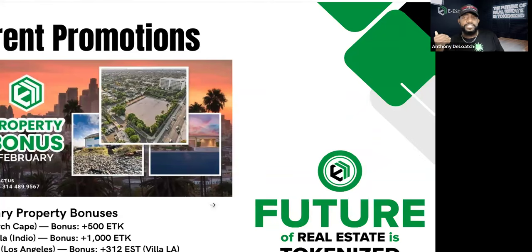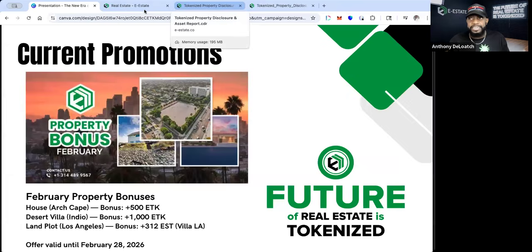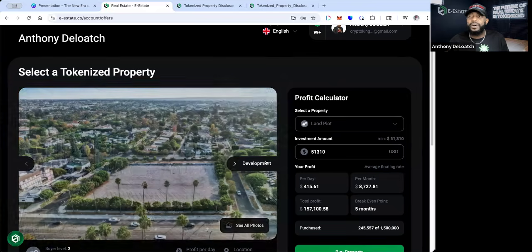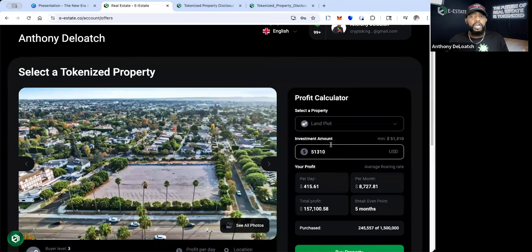Now, here's the big dog one. If you decide to participate in our land plot, if you decide to buy a minimum share of our land plot, let me show that to you because I want you guys to see it. That land plot starts at $51,310. But when you start with this land plot, I want you to check this out. $51,310, but it gets you a projected cash flow of over $8,700 per month. In 18 months, you earn over $157,000. What? Over $157,000 in 18 months? This is absolutely incredible.